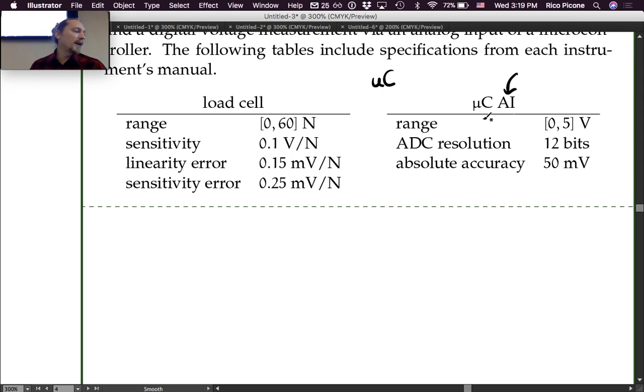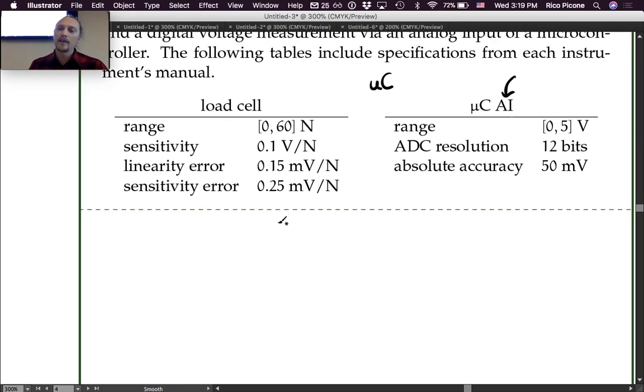Note that the errors depend on the magnitude of the measurement. So if your linearity and sensitivity errors here are given per Newton, right? This is a very common thing. Sometimes it's given as an absolute value, so maybe your linearity error will be 0.15 millivolts, just period, okay? But sometimes it's given per Newton, and you need to recognize that and say, okay, we'll estimate the uncertainty for some nominal measurement of force.